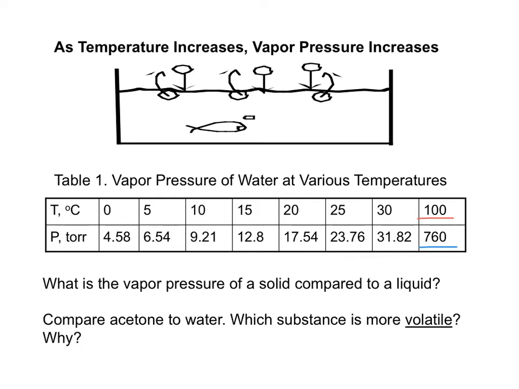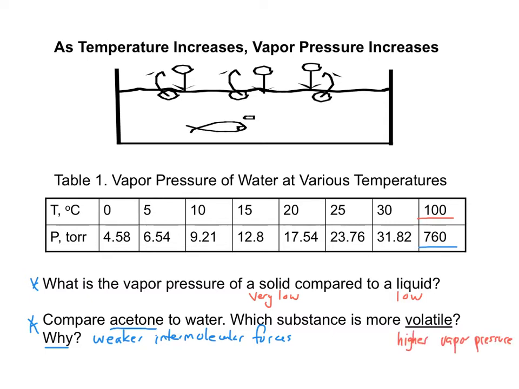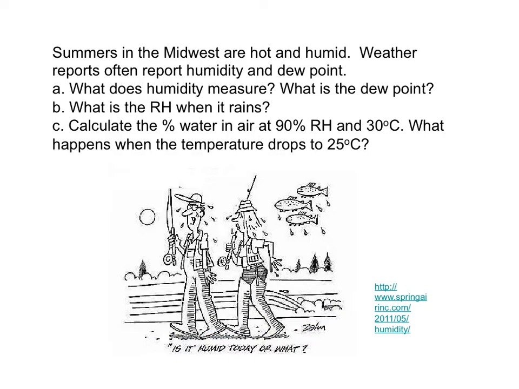Now that we know something about vapor pressure, stop the video and answer these two questions. And the answers are, some molecules at the surface of a solid escape to the gas phase, although a lot fewer in a solid than a liquid. Acetone is more volatile than water, which means acetone has a higher vapor pressure than water at the same temperature. There are weaker intermolecular forces between acetone molecules, which makes it easier for acetone molecules to escape to the gas phase. Let's take a look at some of the terms used in a weather report.